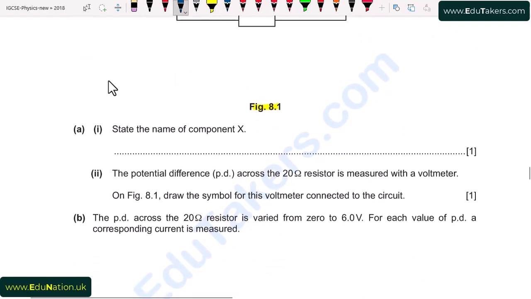Part 1. First, state the name of component X. Here we have to tell the name of component X. So this component is basically the variable resistor. I write here variable resistor.